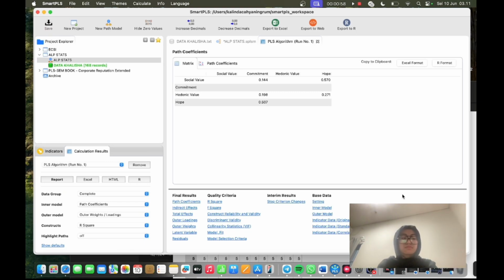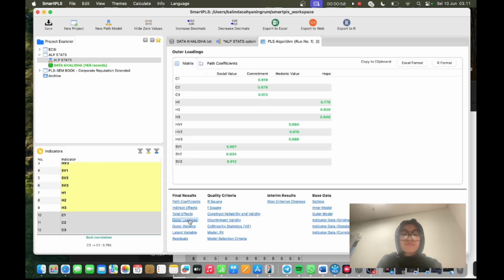First, we click on the outer loading section to find out convergent validity. Here, all outer loading values are above 0.7, so the existing data is valid. Next, we look at the construct reliability and validity section. Here, the average variance extracted is above 0.5, so it meets the convergent validity requirements. Then, it can also be seen that the composite reliability and Cronbach's alpha values are above 0.6, so all variables in this study are reliable.